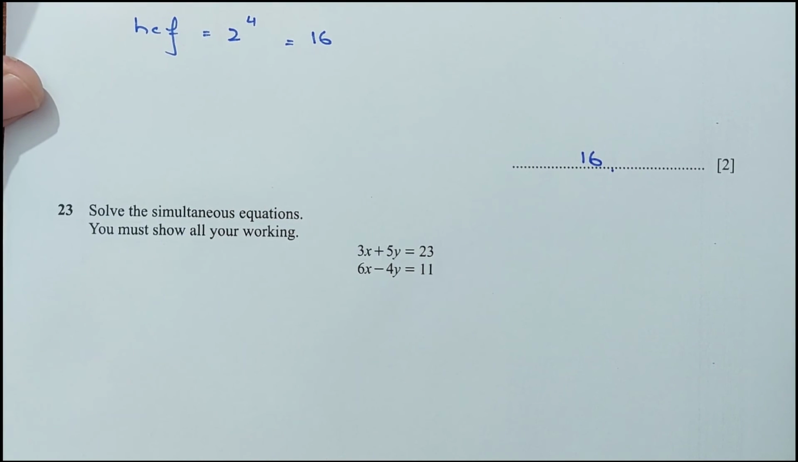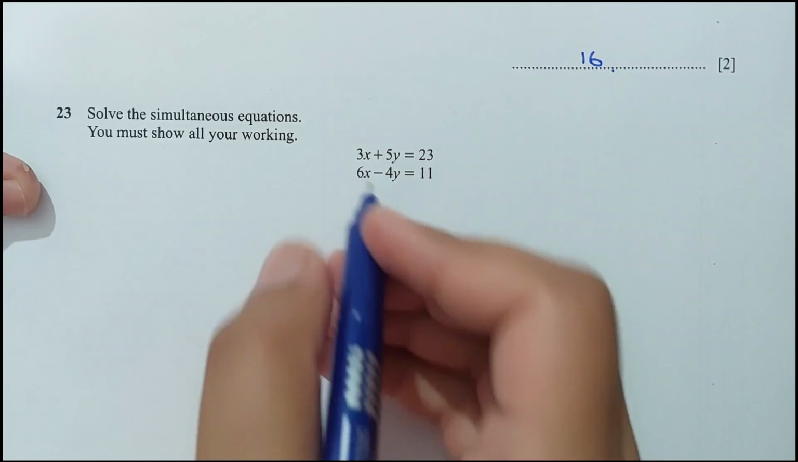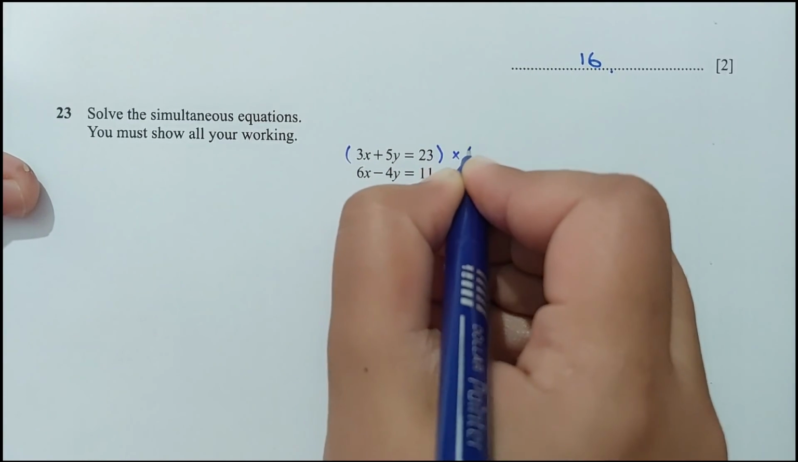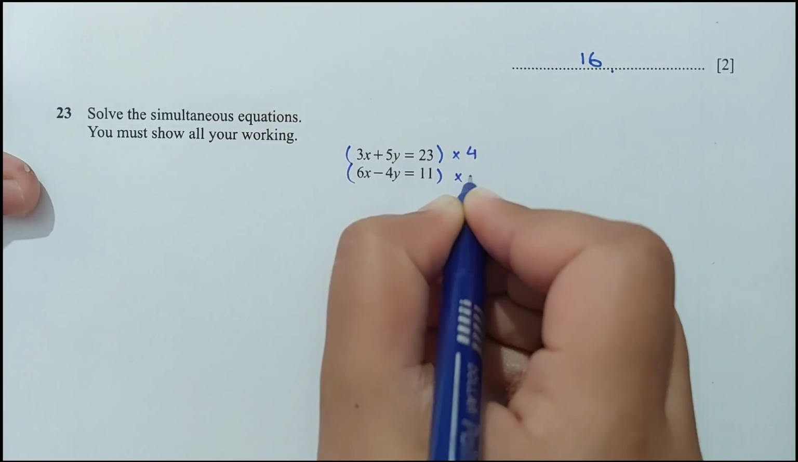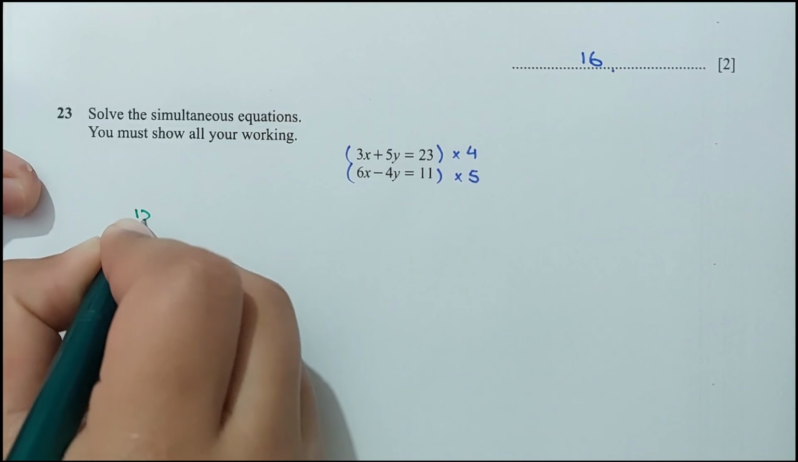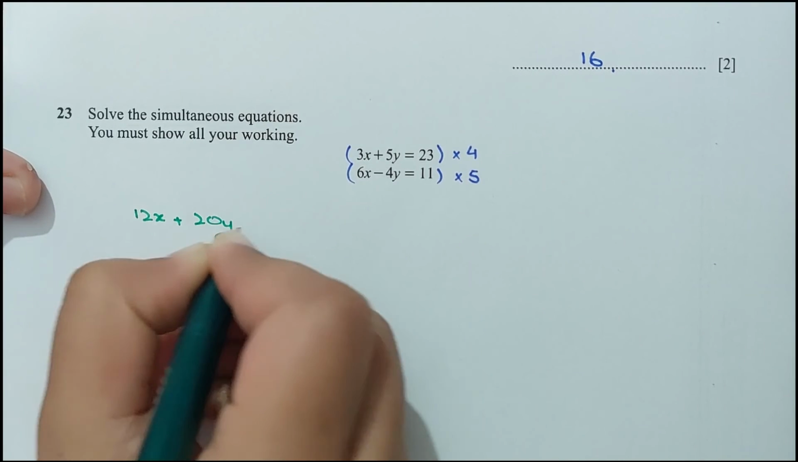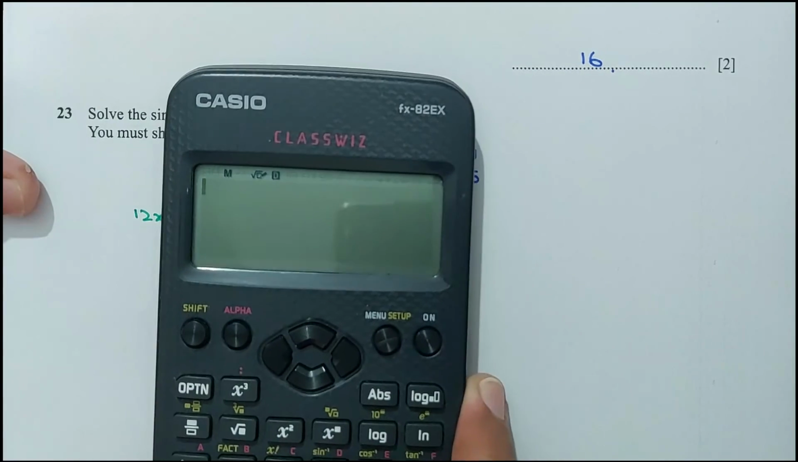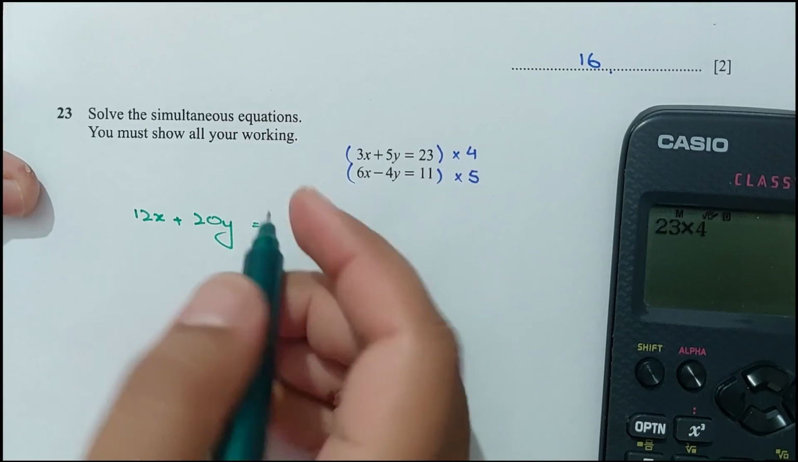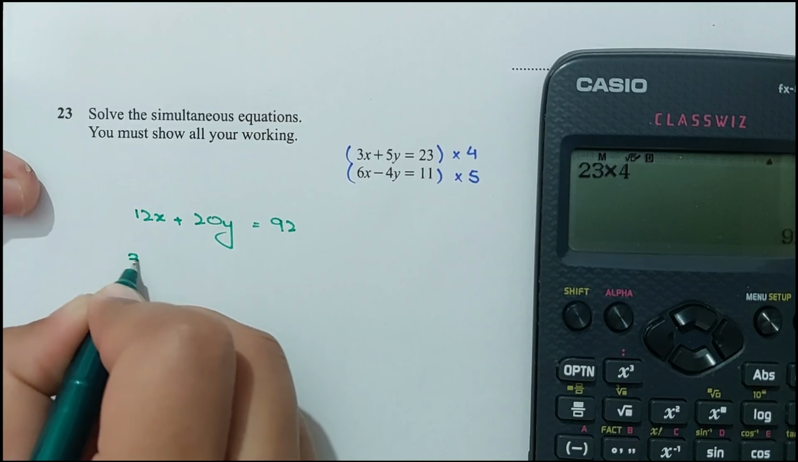Question number 23, solve the simultaneous equation. You must show all your working. All right. So you can use substitution or elimination. So if I use elimination, let me multiply my first equation by 4 and my second equation by 5 to get rid of y. Right. 3 times 4 is 12x, and 5 times 4 is 20y. And what is 4 times 23? 23 times 4 is 92.